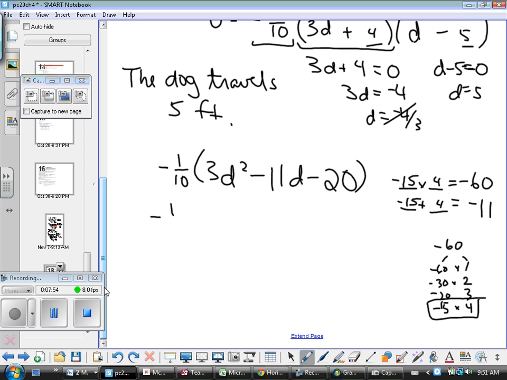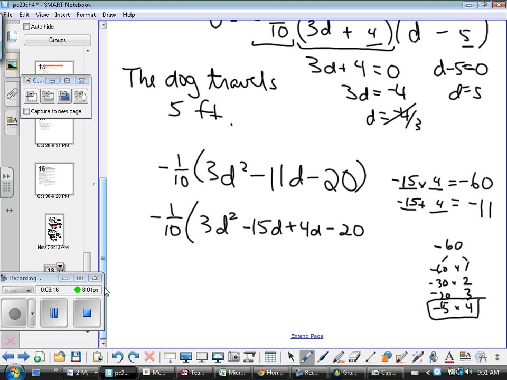Keep this negative 1/10 because it is a factor. So I'm going to go 3d squared. You might be thinking that it matters a lot which one of these goes first. It really doesn't. Sometimes it seems to work better, but you would get the same answer either way, whether you put the negative 15d first or the 4d first.